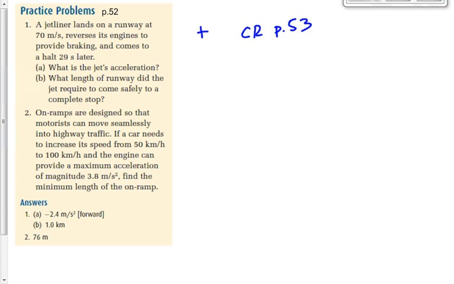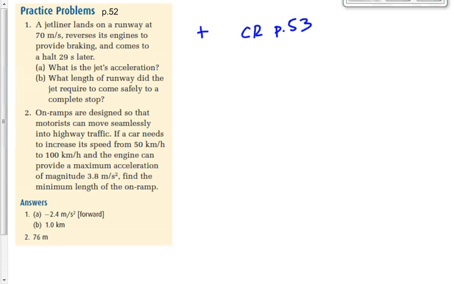Write these down and you can have the rest of the class to work on these, okay? On page 53, I'd like you to do question number 1, 2, 3, 4, 5, 6, 7, 8, 9, and 10 to 14.